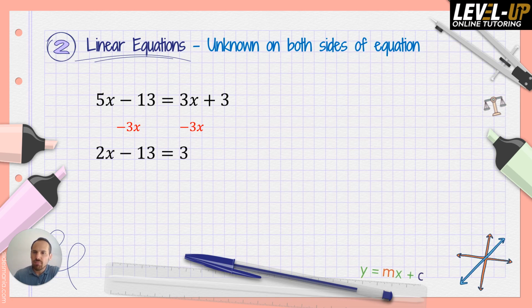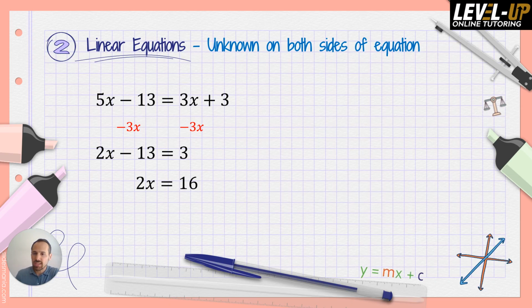Because now we see the 3x minus 3x on the right-hand side is going to cancel out and leave us with just the plus 3. And on the left-hand side, we get 5x minus 3x gets 2x, and then you've still got the minus 13 just sitting there. And again, now we've reduced it to a scenario that we're already very familiar with.